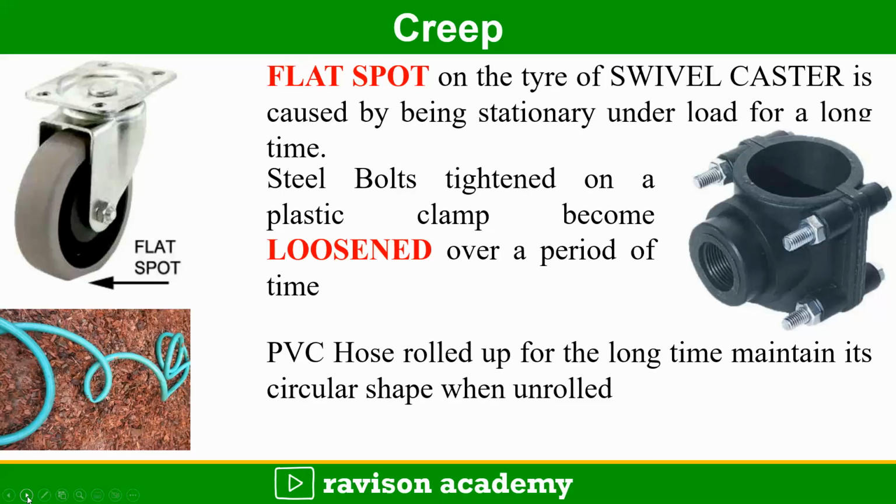So these are some of the examples of the creep. Mostly the flat spot on the tire of the civil caster. So once the civil caster carries the load for a long time, what happens at the stationary load? This flat spot is formed, and coming to the steel bolts, after no usage, it gets loosened after a certain time. And the good example is PVC hose rolled up for a long time, maintain its circular shape when it is unrolled.